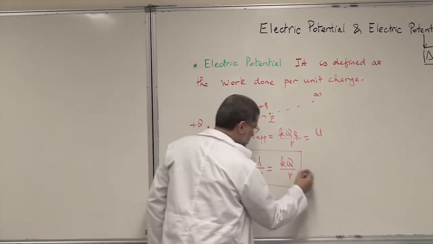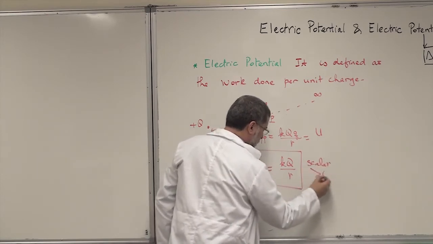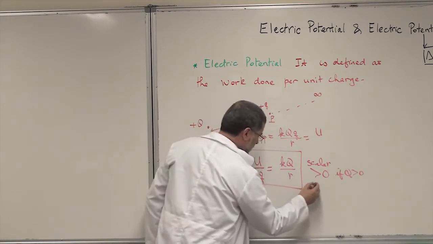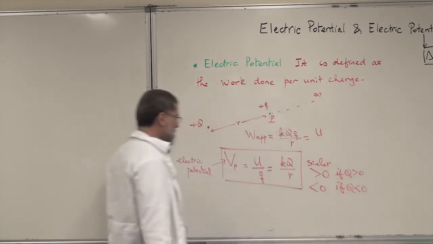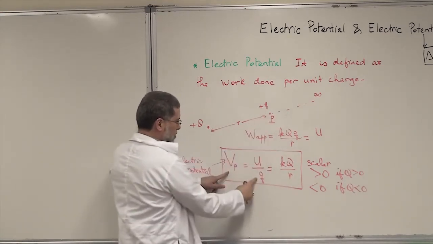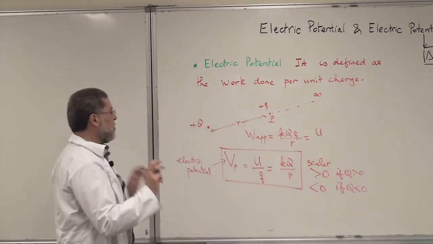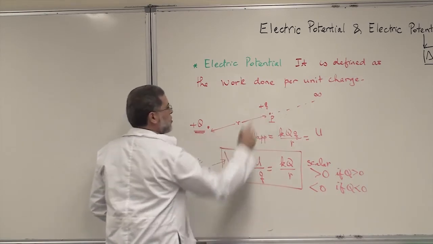You notice that this potential, first of all, is a scalar. It can be positive if Q is positive, and it can be negative if Q is negative. The potential has nothing to do with the moving charge, because when you divide by that charge, it disappears from the equation. So it has only to do with the charge Q, which is producing this potential.